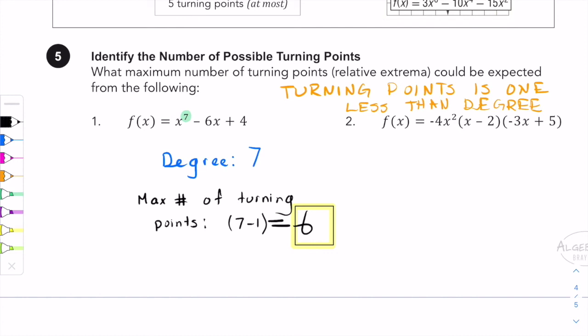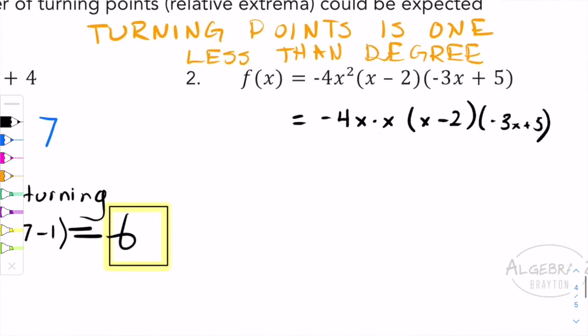Number 2, we have negative 4x squared times x minus 2 minus 3x plus 5, of which we need to find the degree of the function. So I'm going to expand this. And I'm expanding and getting rid of my exponent of 2. So right here I had 4x squared. I replace that as 4x times x, just so I can easily see what each factor is.